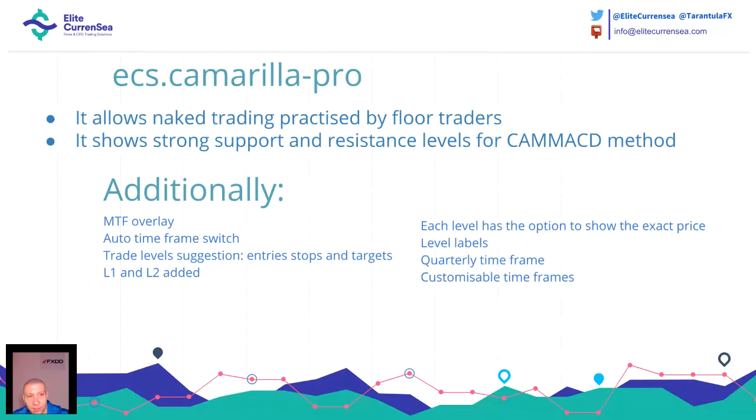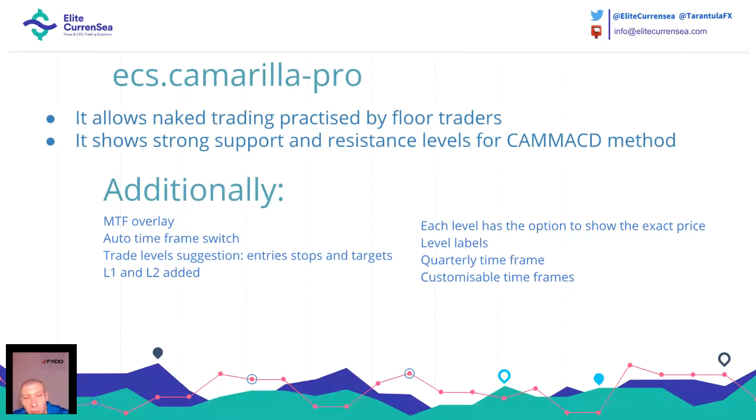approximately 8 years. This indicator, called the Camarilla.Pro indicator, has a multiple time frame overlay. It can be switched to different time frames. It also gives you trade level suggestions. So basically, this indicator gives you levels where you can actually place your entries, stops, and targets. But have in mind, that is just how floor traders did it in the past. As I say, I don't trade strictly Camarilla levels. I use Camarilla levels in my system. So you might like to use it too.